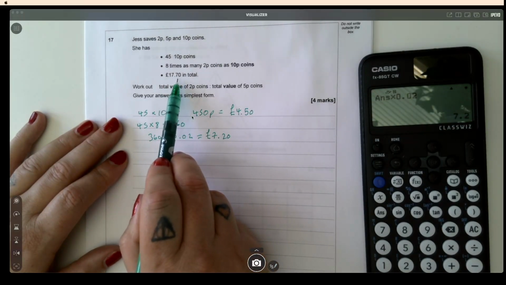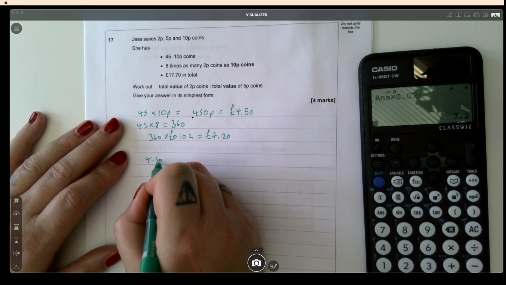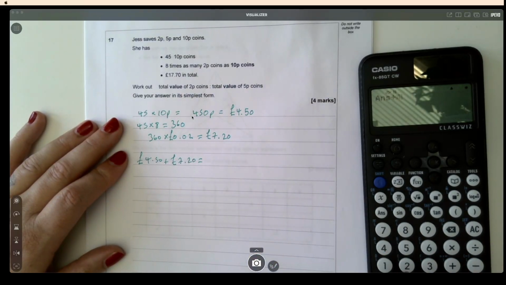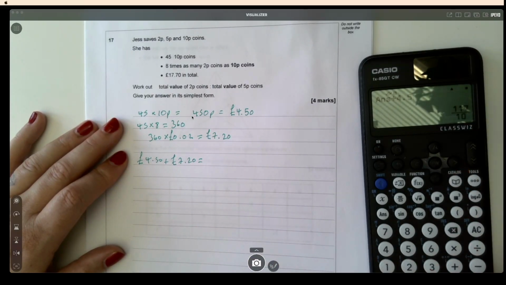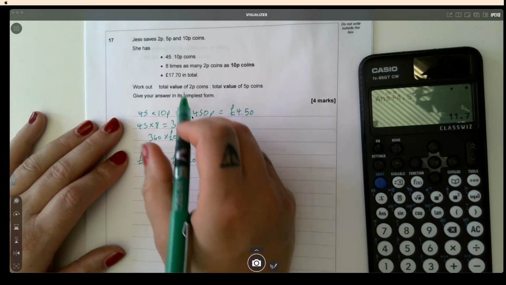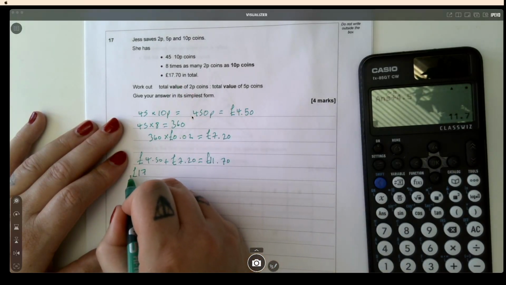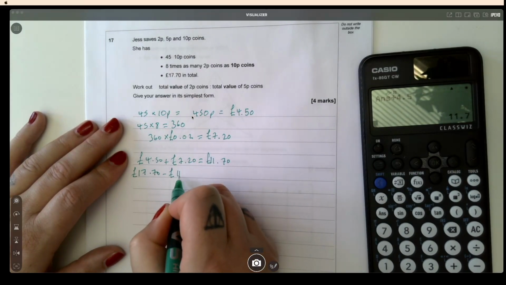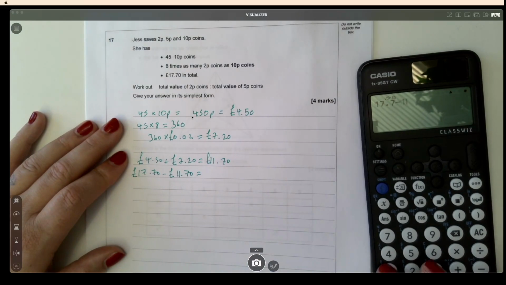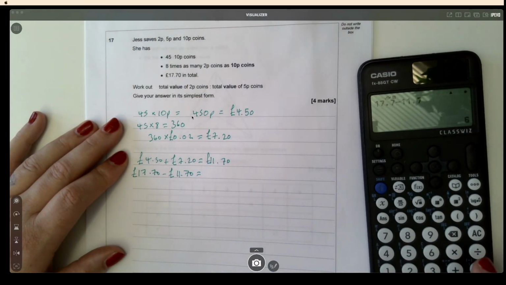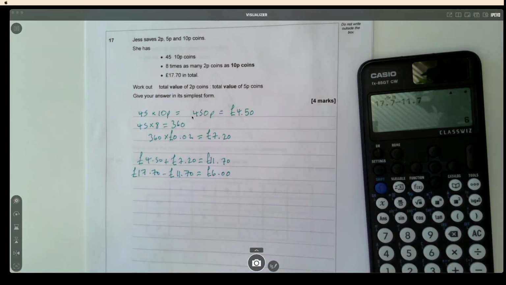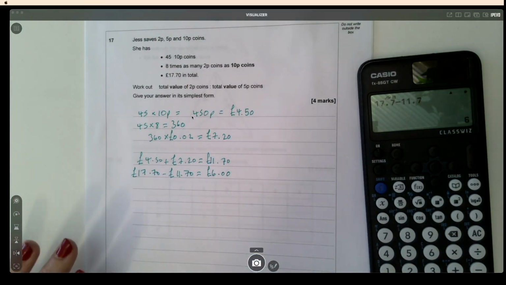we're dealing with a £17.70 total. So £4.50 plus £7.20 is £11.70. So if I subtract that from £17.70, that leaves me with £6 that will be in 5p coins.